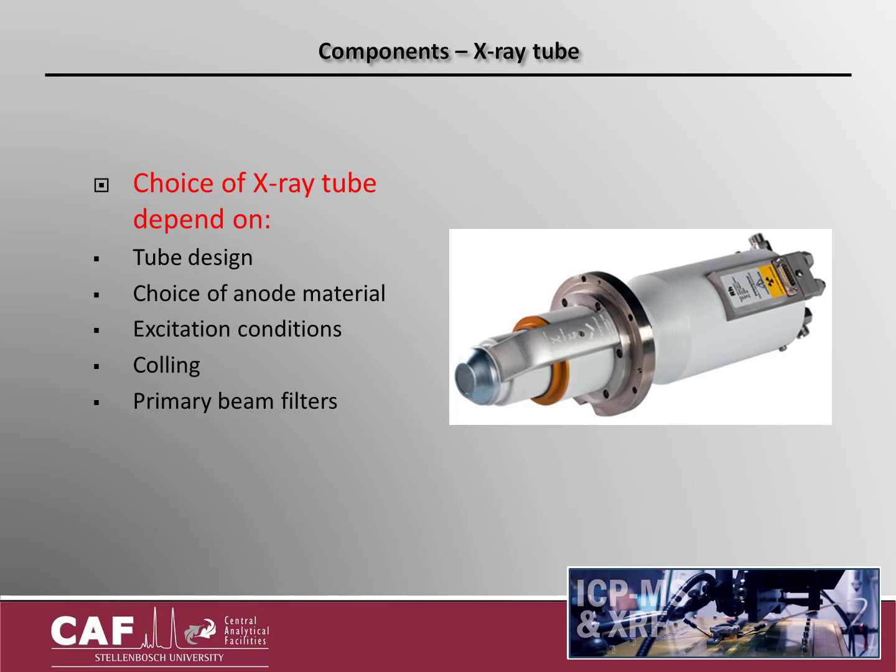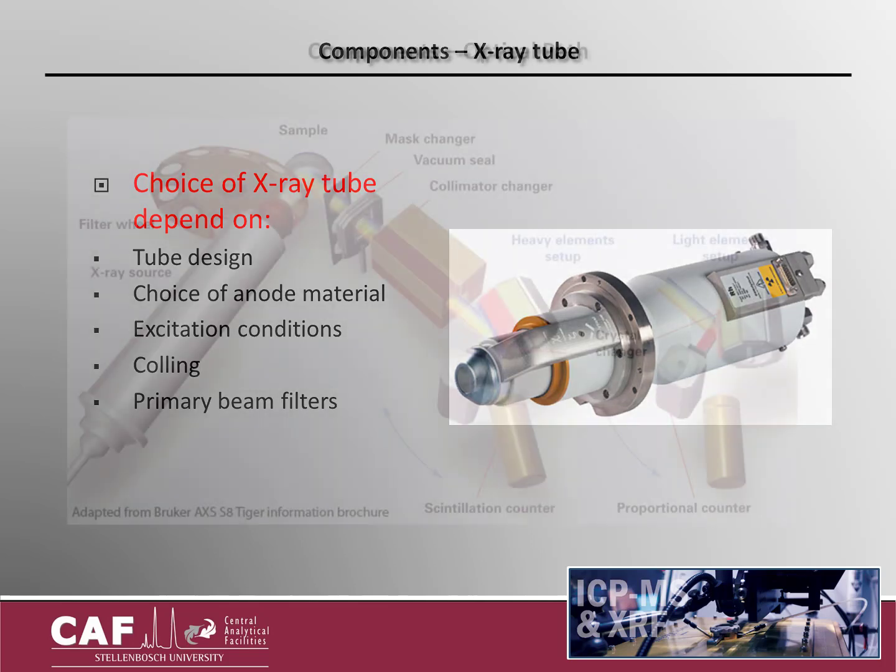Primary beam filters are used mainly to remove interference lines from the tube and improve the signal to background ratio, giving low detection limits and better counting statistics for trace elements. It is also used to suppress spectral impurities from the tube spectrum.